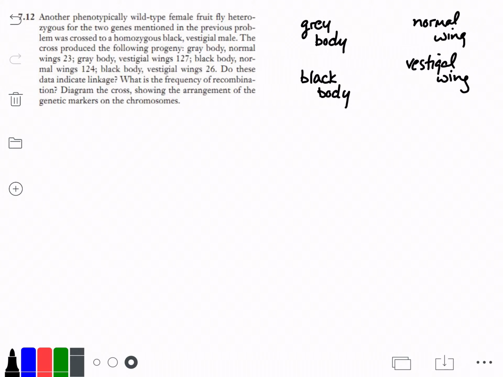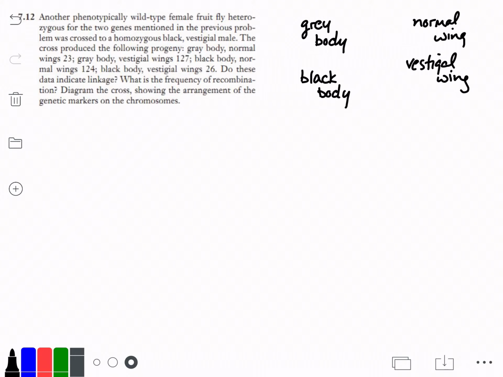Everybody. In this video we're going to look at another genetics problem from chapter 7, in this case problem 7.12. This is similar to problem 7.11, so again if you listen to this video and you think you understand what's going on, you can go back and try problem 7.11 and see how things are going. It does mention in this particular problem that we're talking about two genes mentioned in that previous problem.